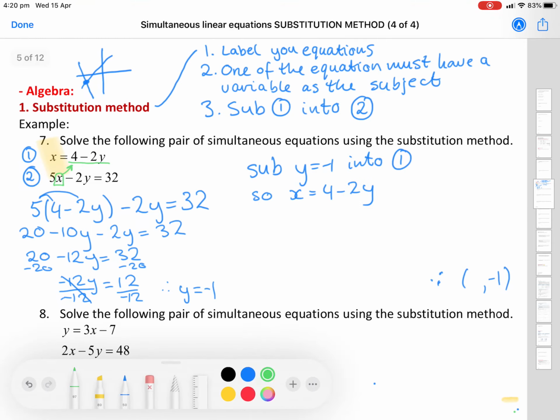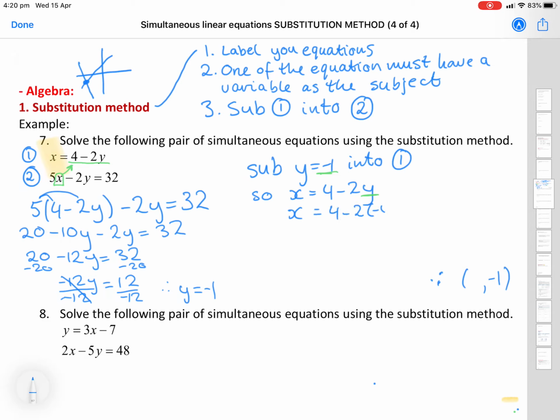Now instead of y, we're going to have -1. So instead of y here, we're going to put a -1 there. So x equals 4 minus 2 times -1. 4 minus 2 times -1 is +2. 4 plus 2 is 6. So therefore x equals 6. So the solution here is (6, -1). That's the solution to these simultaneous equations. If we were to plot them, they will cross over when x is 6 and y is -1.